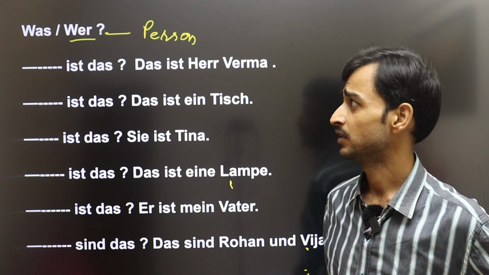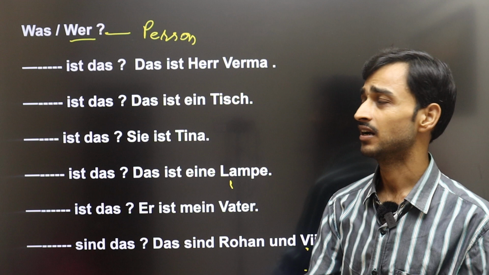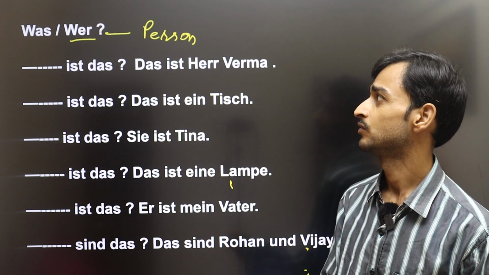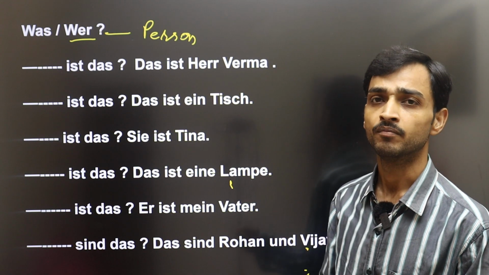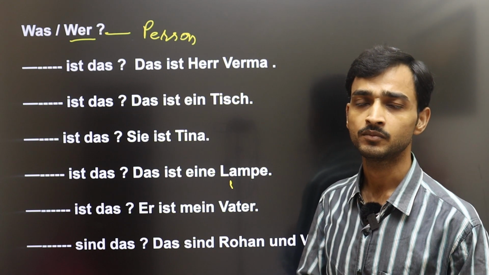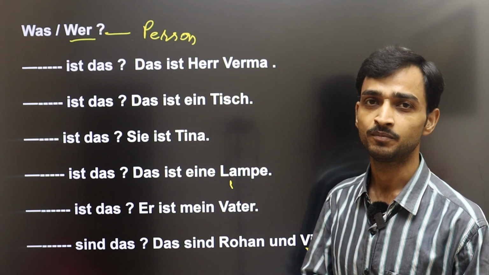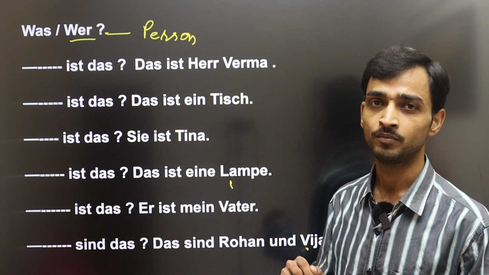In the first sentence you can see this is the blank ist das. Blank ist das. And you can see the answer: Das ist Herr Verma. Matlab, this is Mr. Verma. So here I am talking about Mr. Verma. Herr Verma means Mr. Verma. He is a person.